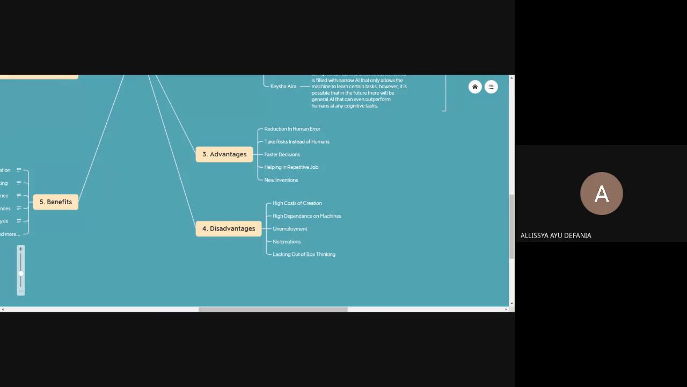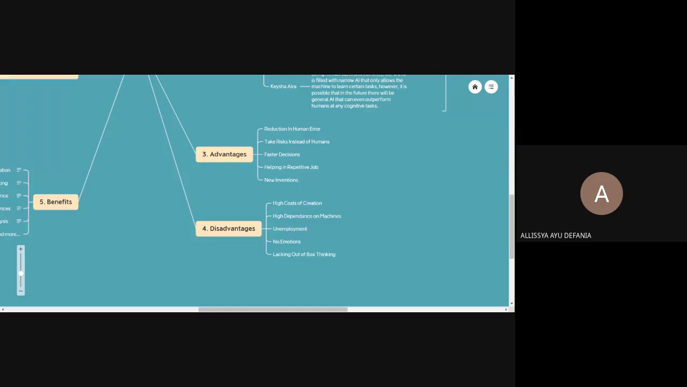The first one is reduction in human error. The phrase human error was made because humans make mistakes from time to time, and computers, however, do not make these mistakes if they are programmed properly. And the example could be weather forecasting, the use of AI to reduce the majority of the mistakes, and take risks instead of humans.